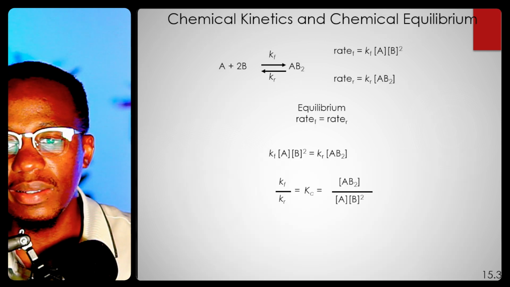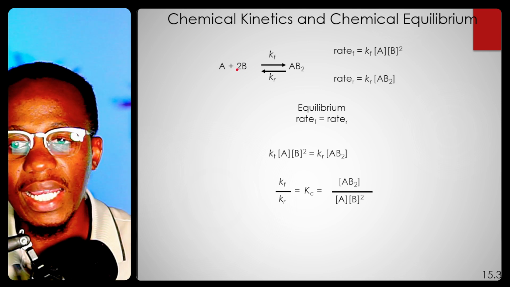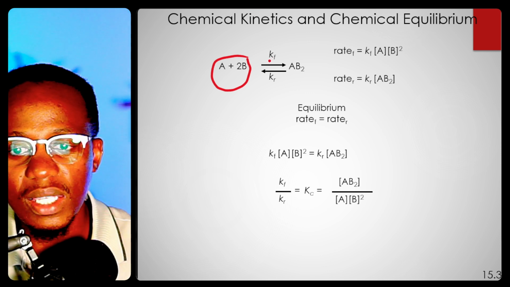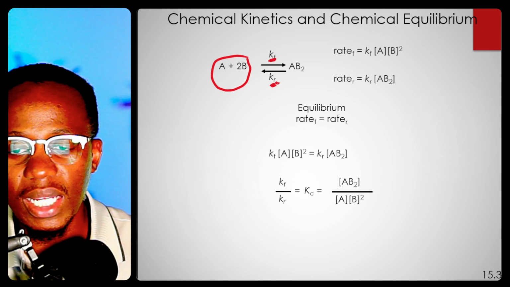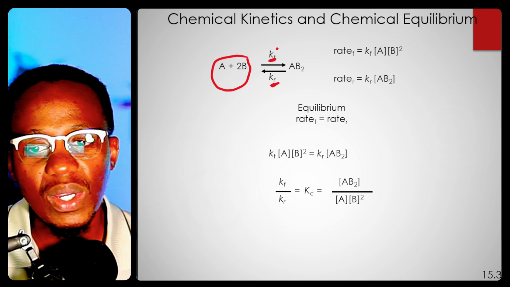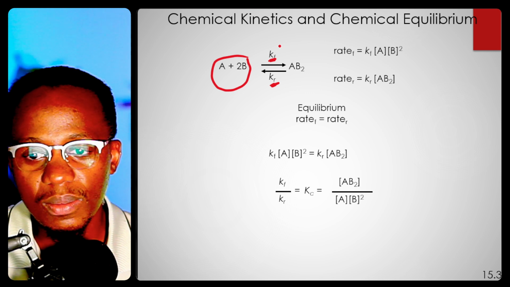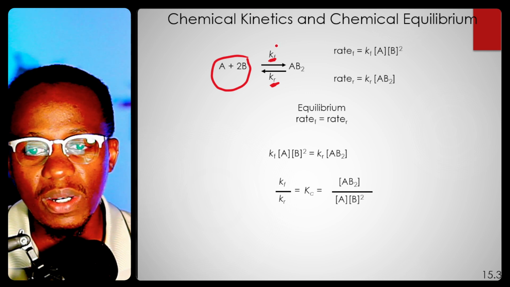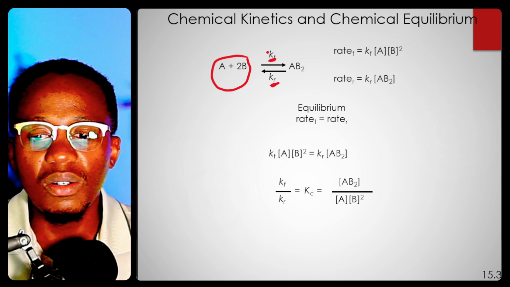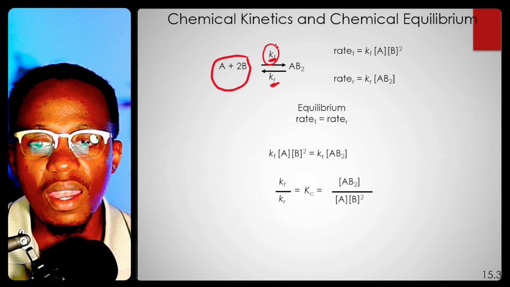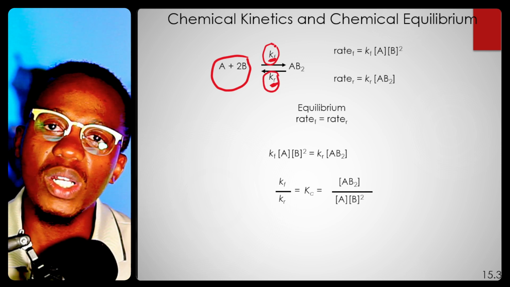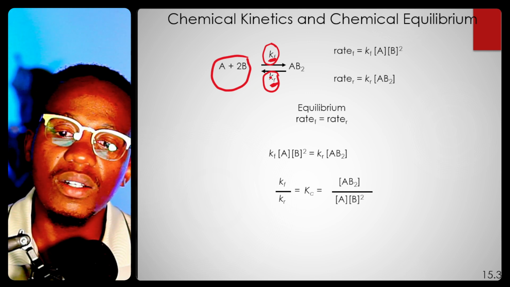When it comes to kinetics, if you remember, these are reaction rates and rate constants. So these are different from equilibrium. Don't get hung up on these K's. Remember that Kf and Kr, F and R, are forward and reverse, but these are rate constants.